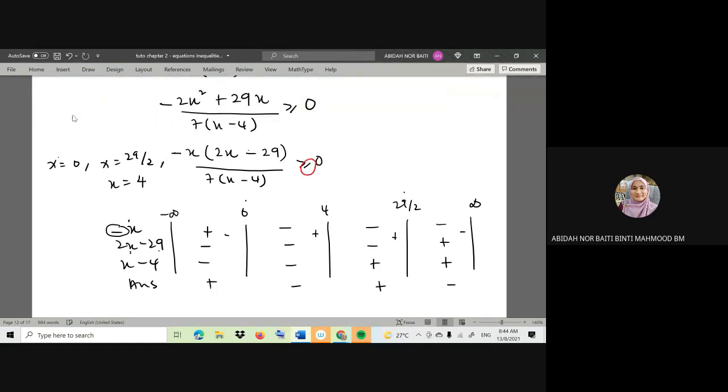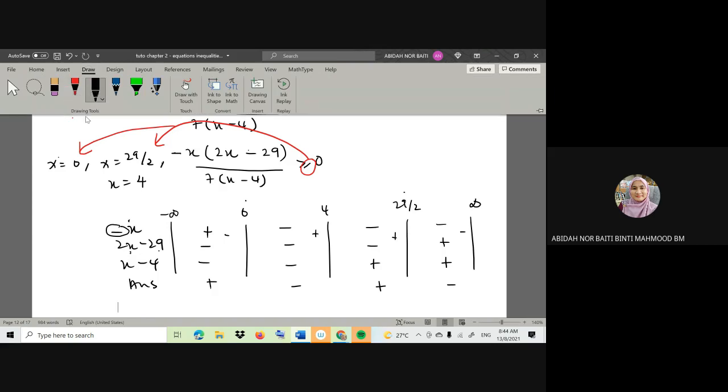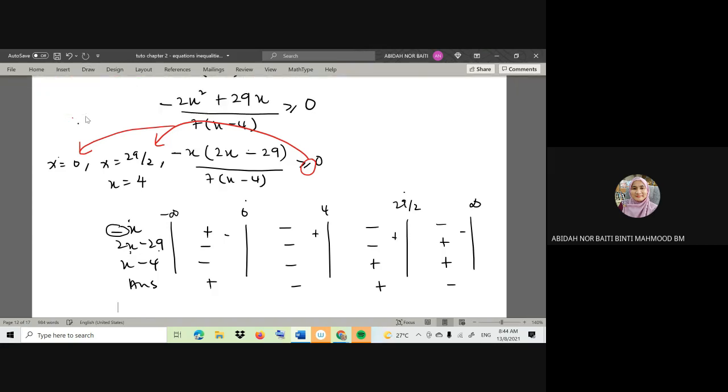Equal sign is only for value of numerator sahaja. Okay, ingat, equal sign is only for value of numerator. So at numerator we use dense. Value of denominator always empty. Okay, so greater than 0 is positive. Yeah, greater than 0 is positive. So jawapan kita dekat atas tu lah, dah boleh nampak dah terus ya.